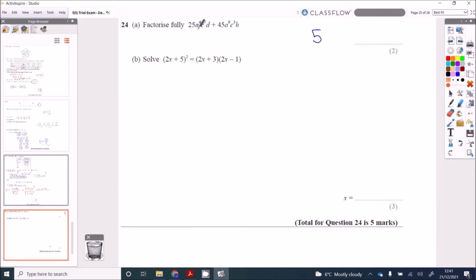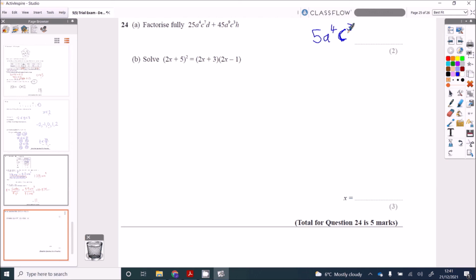Now, what about the a's? We've got a to the power of 4 and a to the power of 9. So the highest number common to both is the 4. So we can take out a to the power of 4. Now with the c's, we can take out a c cubed.